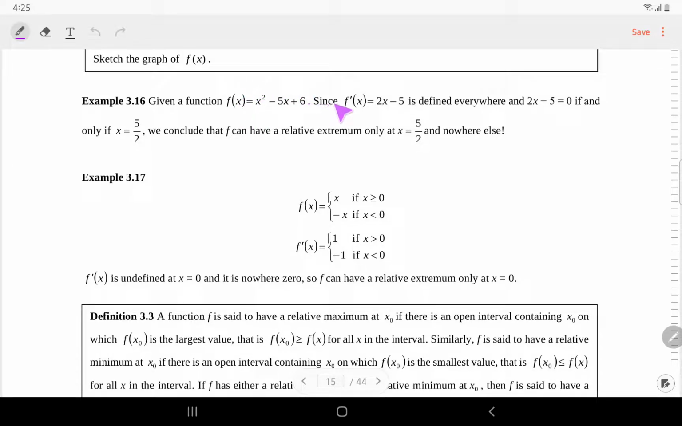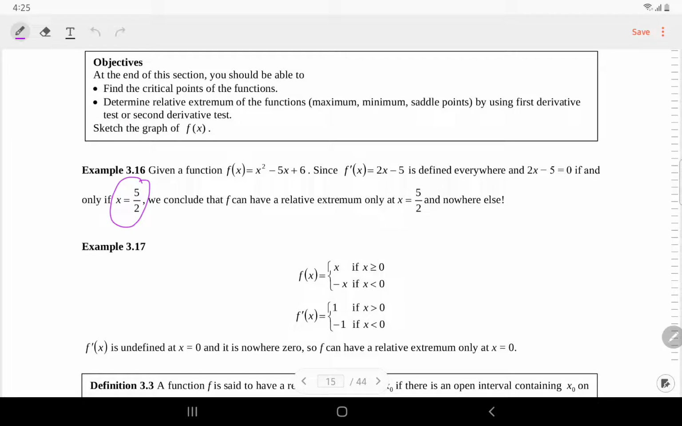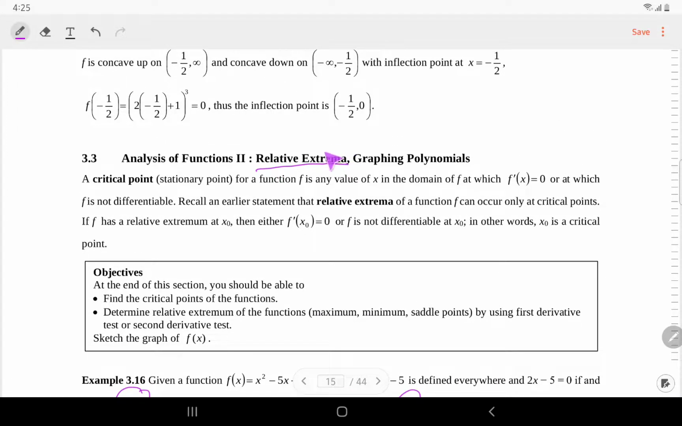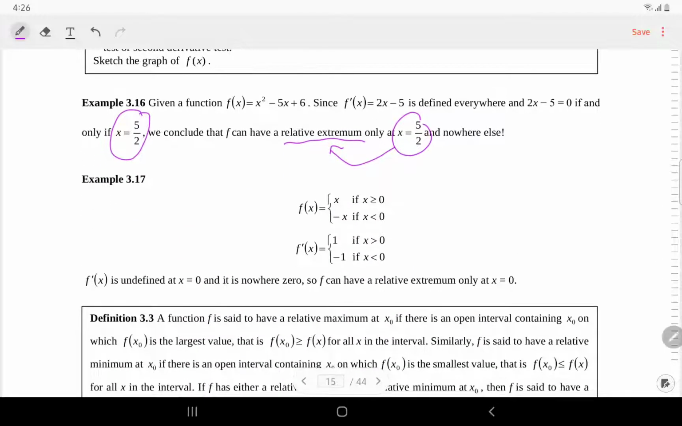Okay, ni tengok explanation dia. Since f prime x is 2x minus 5. So 2x minus 5 tu kita setkan equal 0. So kita dapat nilai x equal to 5 over 2. So 5 over 2 is the relative extremum. Okay, relative extremum. Relative extremum means that relative extrema means that minimum point or maximum point. Okay, minimum point or maximum point.